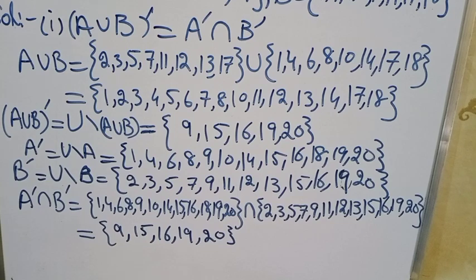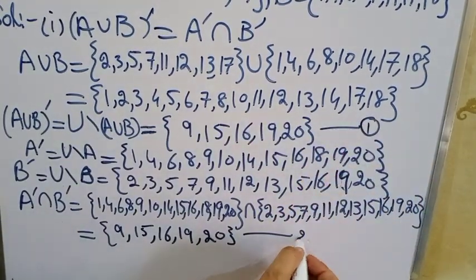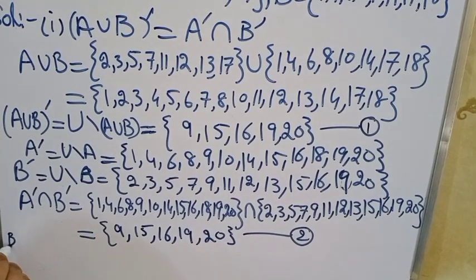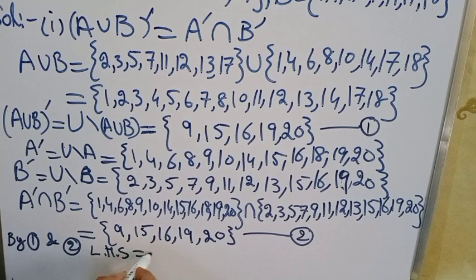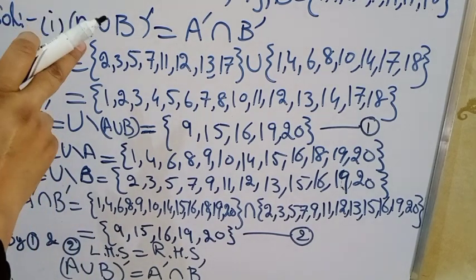We observe that equation number 1 and equation number 2 have the same elements. By 1 and 2, we have left hand side is equal to right hand side. A union B whole complement is equal to A complement intersection B complement, and that's the proof of one theorem.